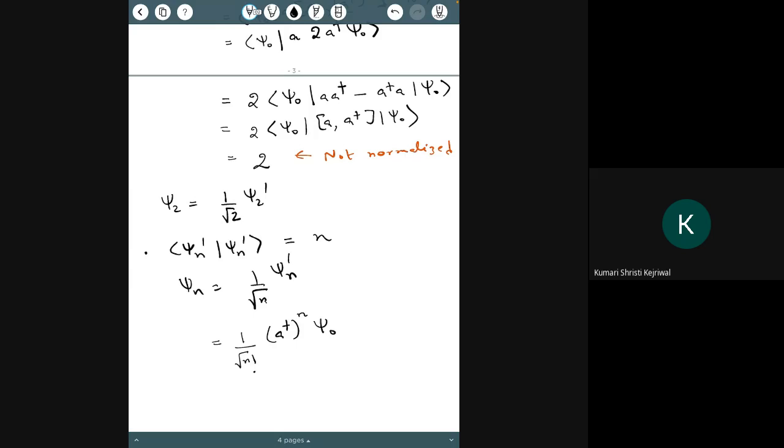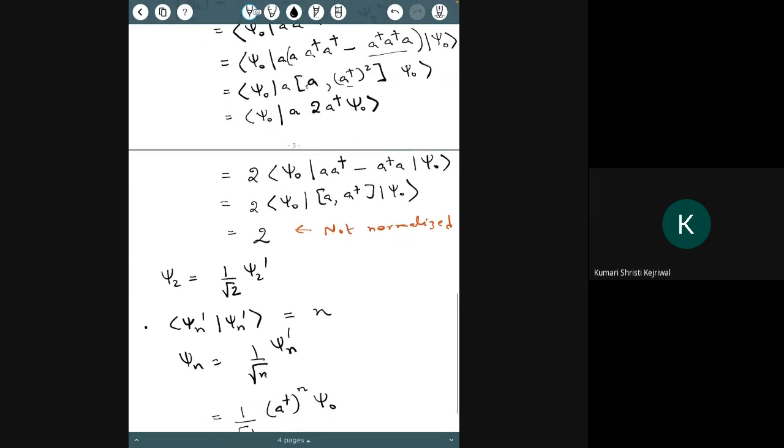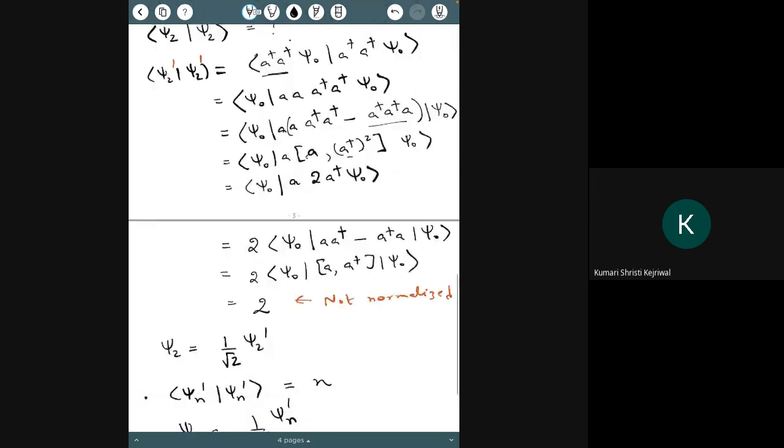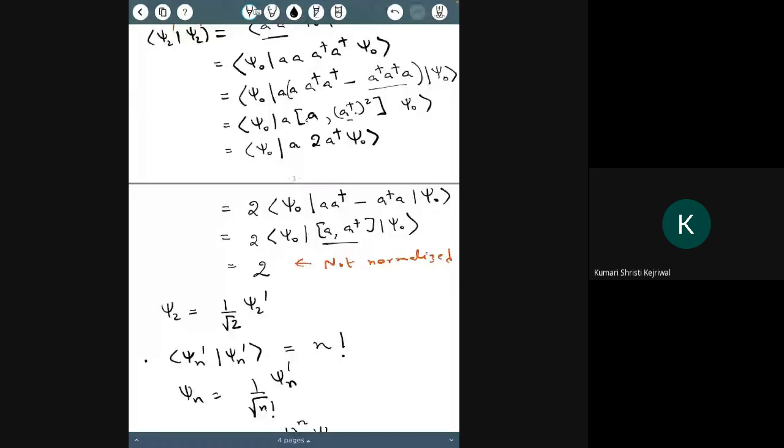So we would get 2. So if I generalize this, what would I get? If I had 3 of them, then I will get 2, and then I will have 2 A's, and then I will get n factorial when I do this directly. Because every time, so here we directly finished off with A A dagger equal to 1.